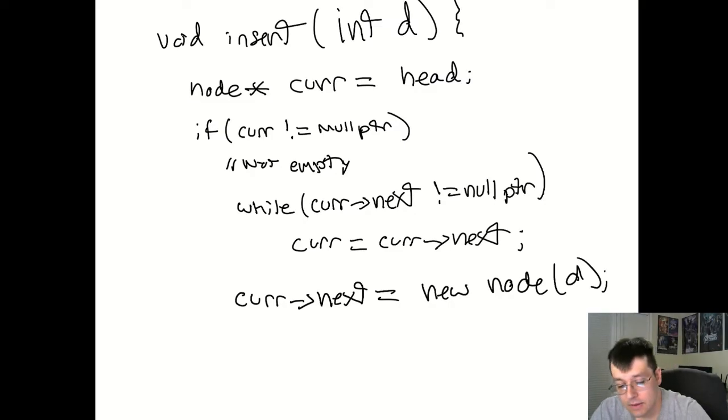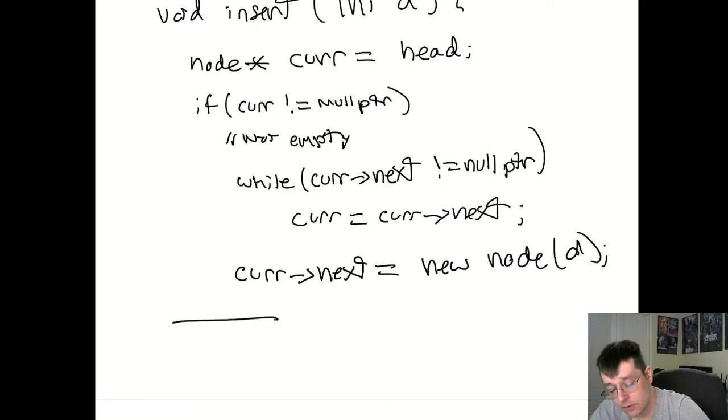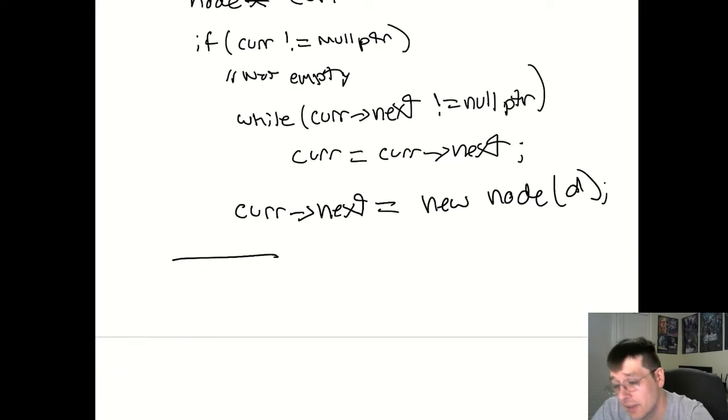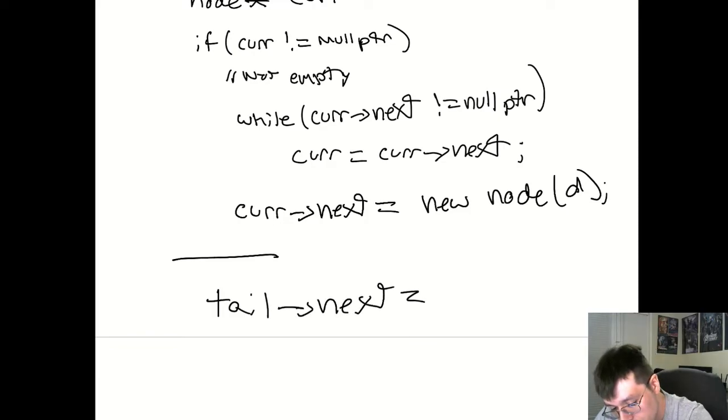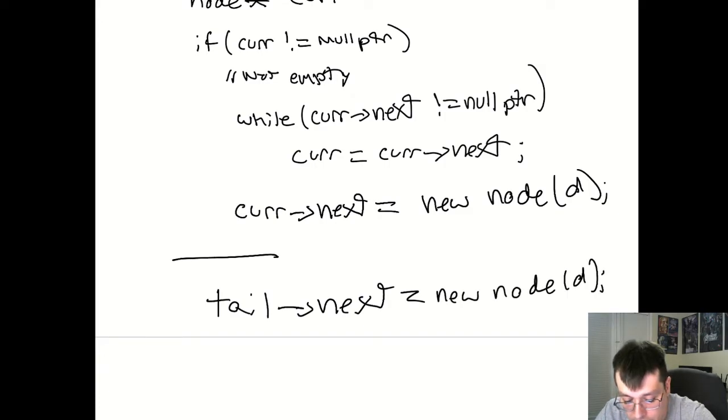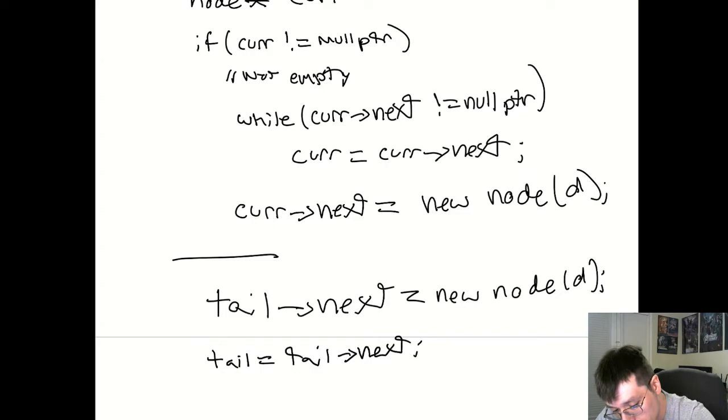Okay. Now this is option 1 if there's no tail pointer. If there's a tail pointer, then this is like 50 times easier, because all you gotta do is say tail next gets your new node, and then after that go ahead and actually set tail to get tail next, just to make sure the tail now points to the new ending of the list.